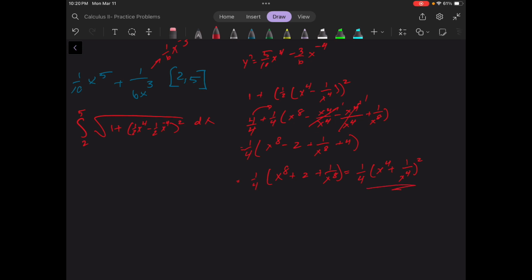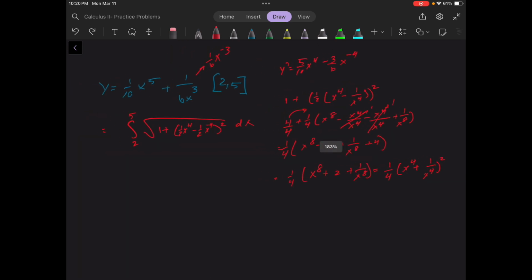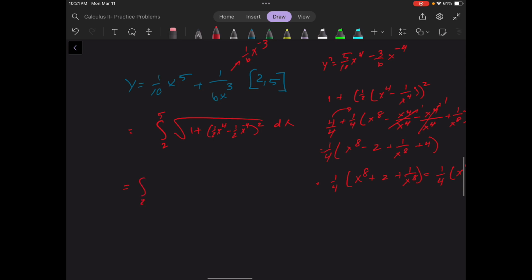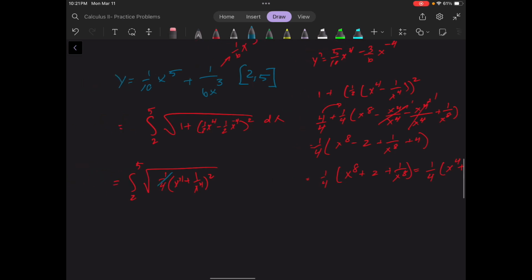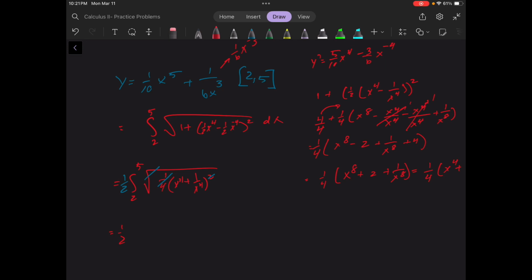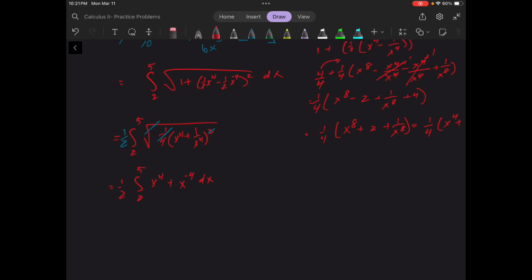And now when we throw all of this under a square root, we're able to simplify the square root. So this is really 2 to 5 the square root of 1/4 times x to the 4 plus 1 over x to the 4 squared. So let's see, when we square root this 1/4, we're going to be left with a 1/2. And the square root is going to cancel the square on that function. Now we have 1/2 integral 2 to 5 of x to the 4 plus x to the negative 4, right? And this is now an integral we are capable of solving.